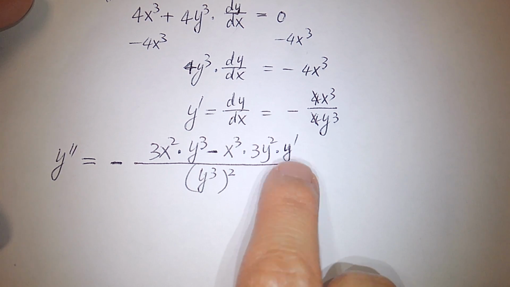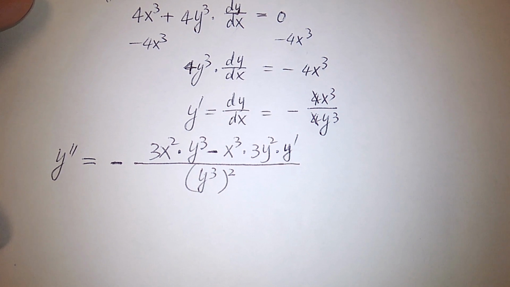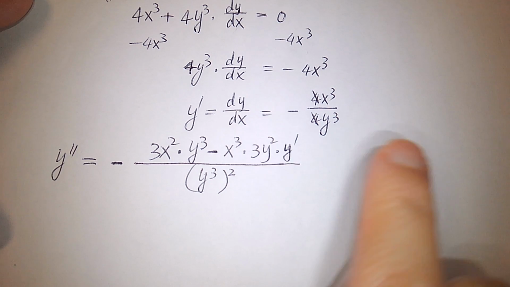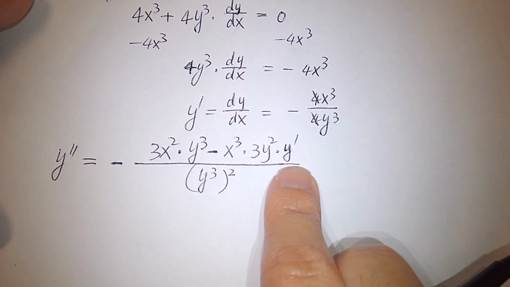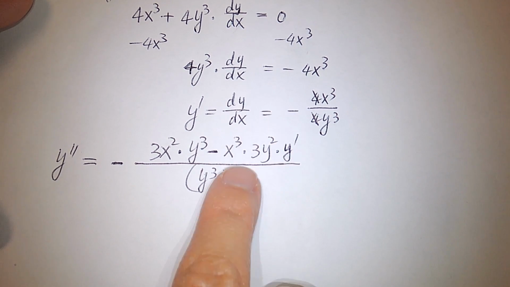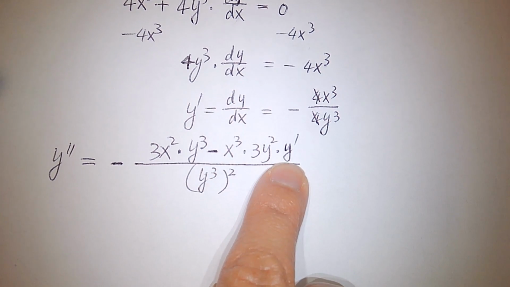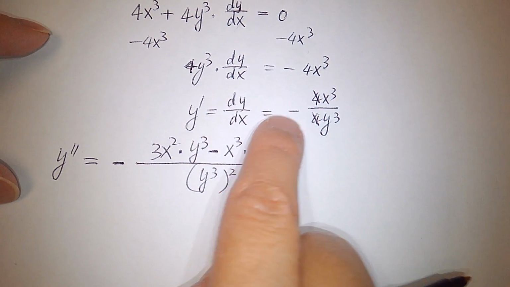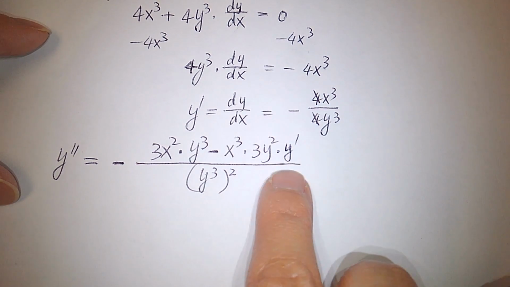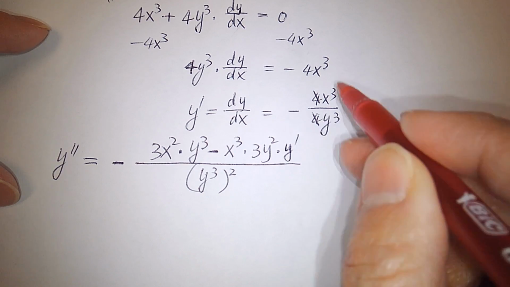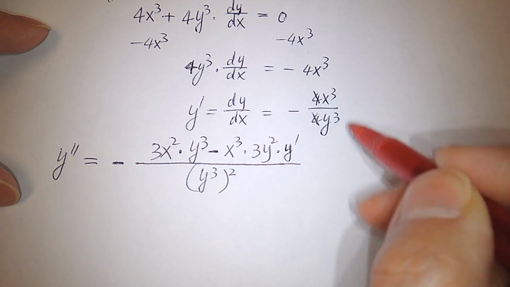Everybody seems good? Keep in mind, okay, we're differentiating with respect to x. Okay, y is a function of x. And when we need to differentiate y with respect to x, we just write dy over dx or y prime. Okay, now you see everything else is good except for the y prime. What is y prime? Negative x to the cube divided by y cube. So what do we do? We're going to plug in y prime by this, right?